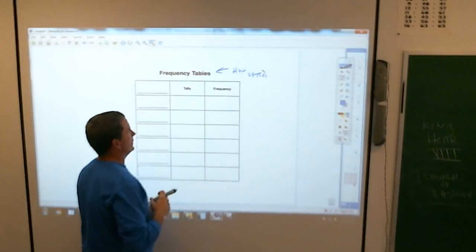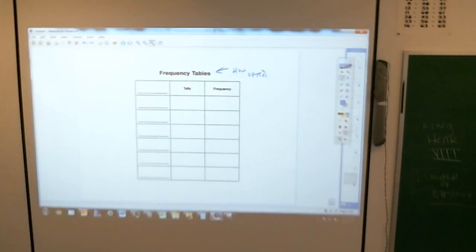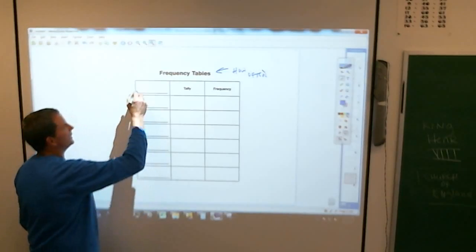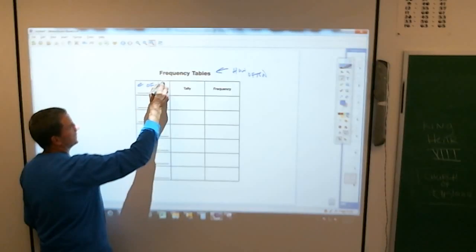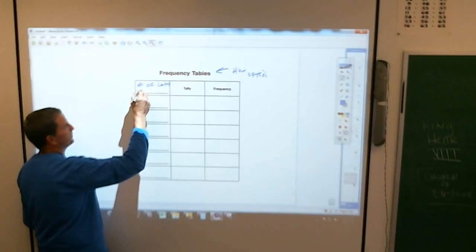And there's a little thing here on your frequency table. We are going to pick a category. In today's category, did we do shoe size last year? Today's category, we're not going to do shoe size. We will do the number of letters in your first name.